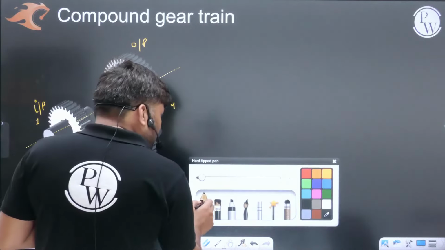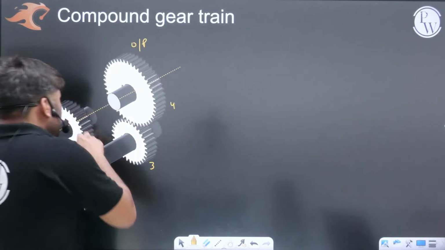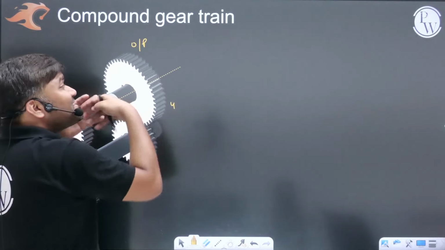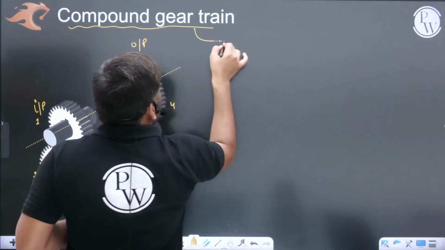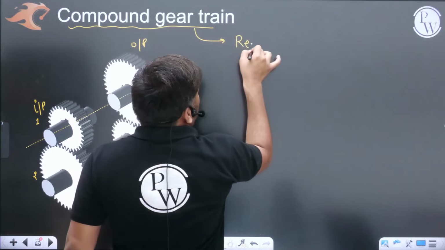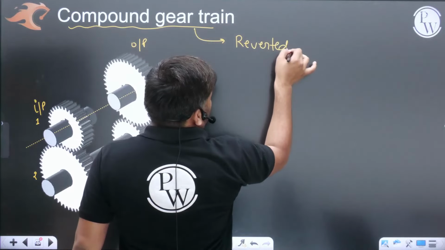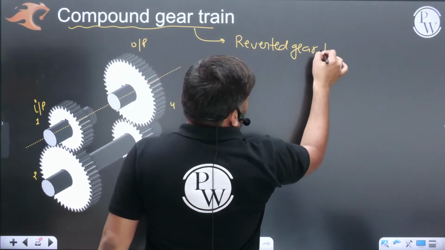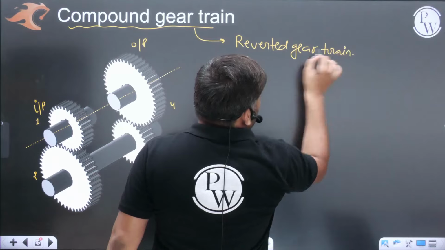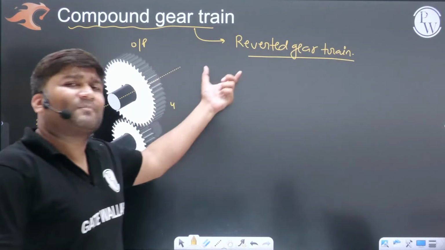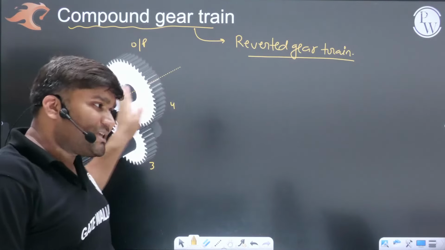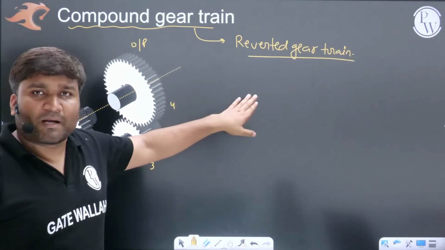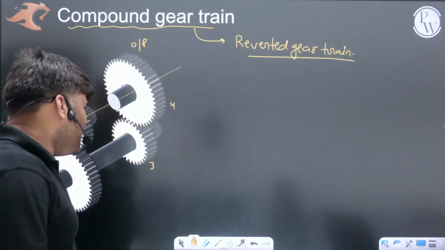But due to this, that input and output gear axis is same, by nature this is compound, but it is a special case. This is called as reverted gear train. Reverted gear train. And I don't need to explain this. What does reverted mean? Everybody is comfortable. Input you have given motion and on the same axis you are going to get your output, beta.